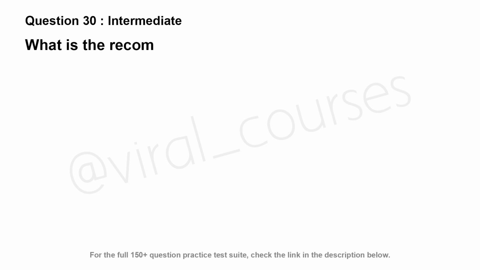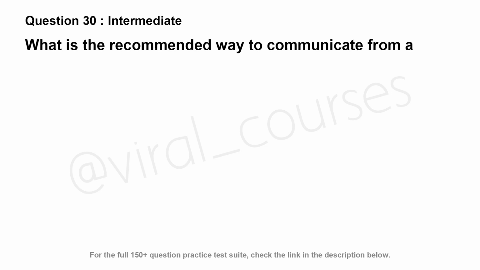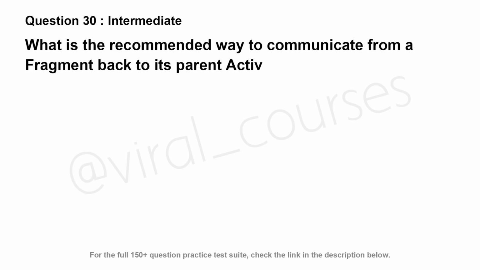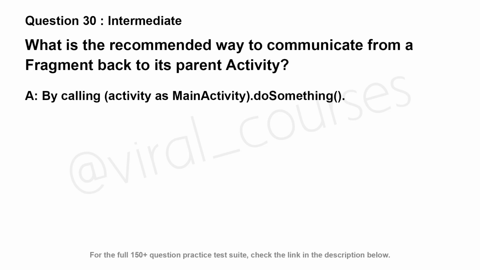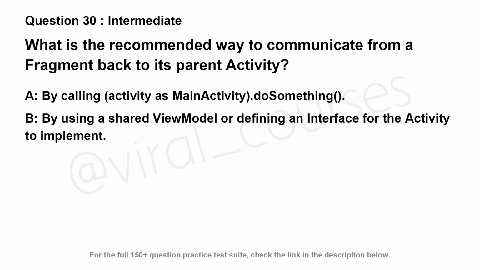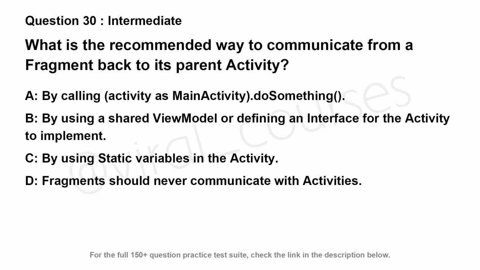What is the recommended way to communicate from a fragment back to its parent activity? Option A. By calling activity as MainActivity.doSomething. Option B. By using a shared ViewModel or defining an interface for the activity to implement. Option C. By using static variables in the activity. Option D. Fragments should never communicate with activities.